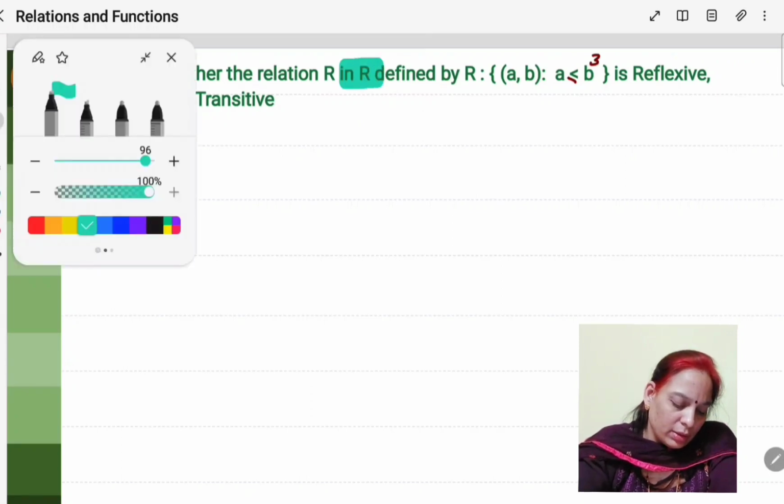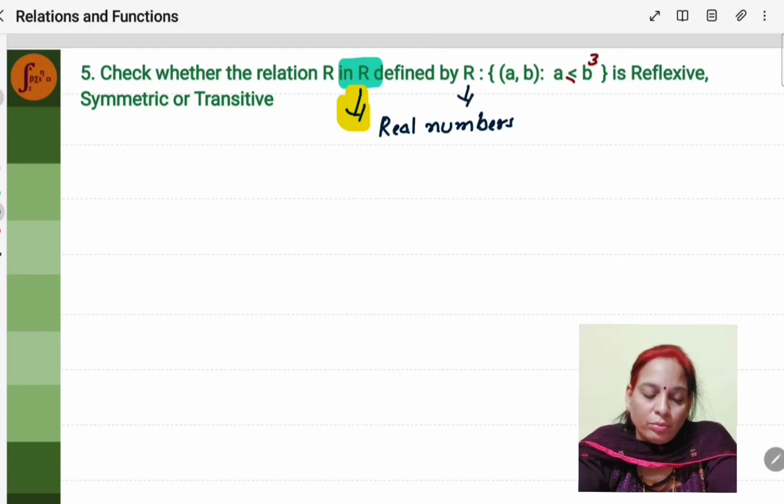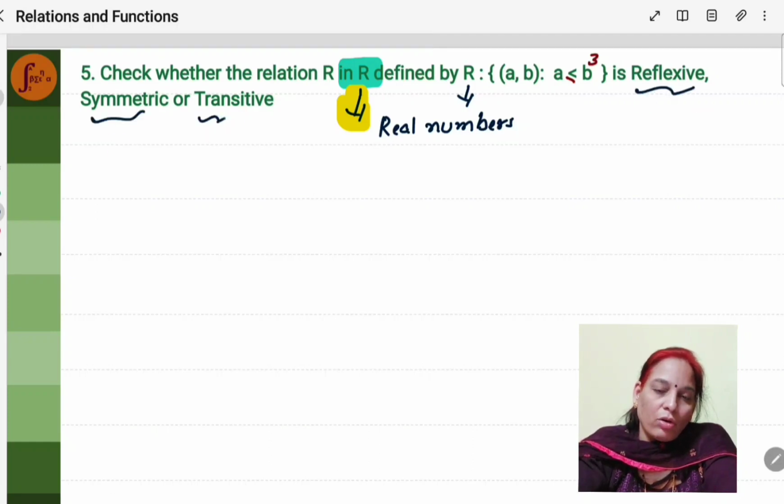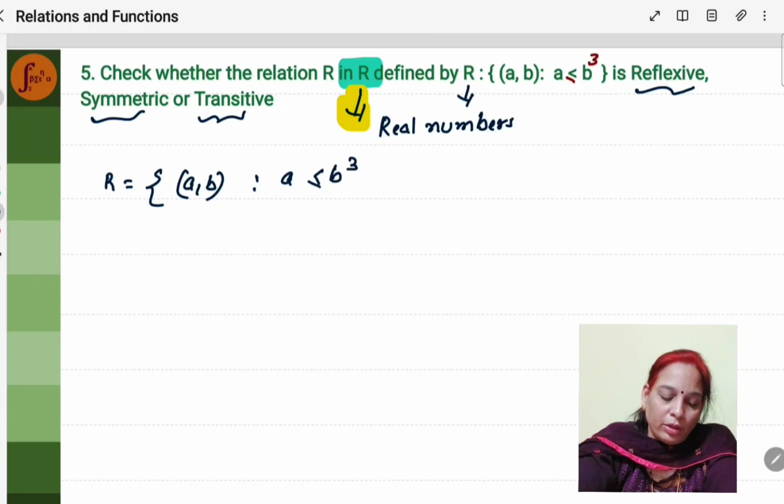This means it is real numbers. And the relation R is given by A less than or equal to B cube. A should be less than or equal to B cube. And you will have to check if it's reflexive, symmetric or transitive. Now we'll first write the relation. The relation is (A, B), where A is less than or equal to B cube.